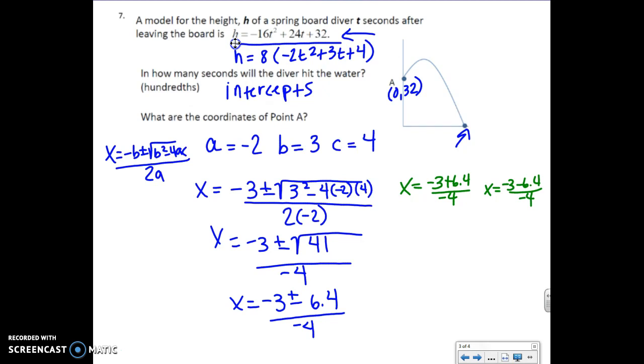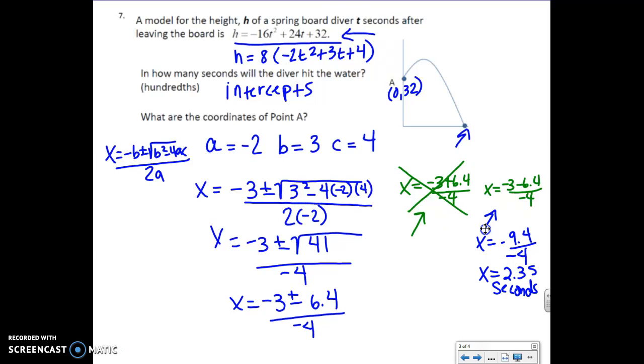Now, this one here is going to give me a negative number. So I don't even need to do that because I can't have a negative time. So I'm going to go ahead and do only this one. So I get x equals negative 9.4 over negative 4, which is going to give me a positive 2.35 seconds. So it took 2.35 seconds to hit the water.